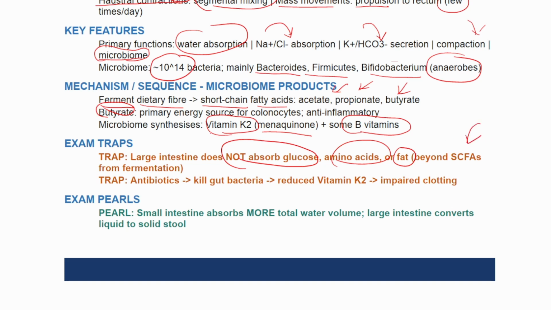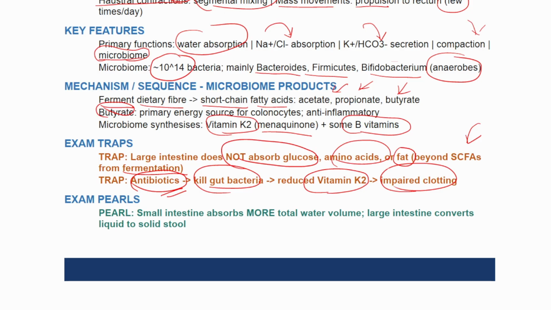from microbial fermentation. Examiners also love to test how common medications disrupt these bacterial pathways. Watch out for clinical scenarios linking broad-spectrum antibiotics to sudden bleeding complications. The text highlights the trap. Heavy use of antibiotics accidentally kills the gut bacteria, which directly leads to a reduced vitamin K2 supply, causing impaired clotting factor synthesis and subsequent clotting failure.